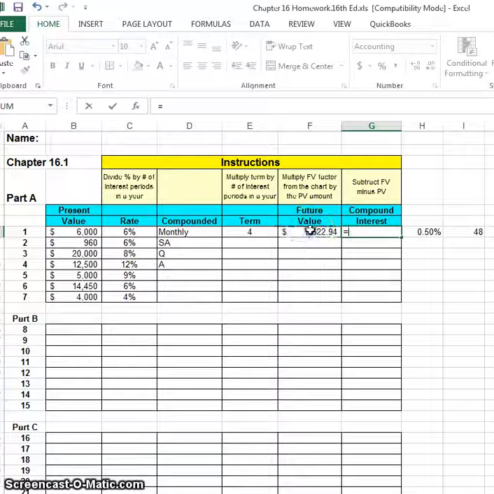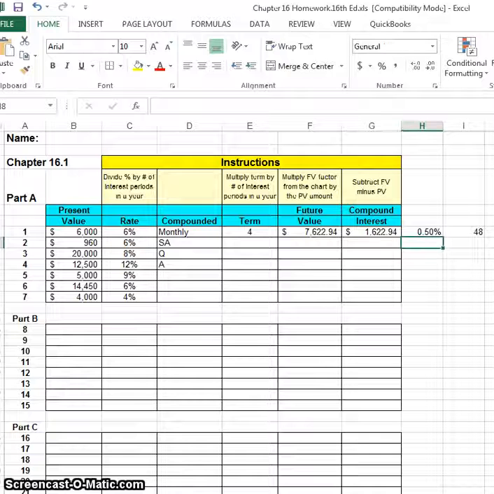And how much of that is interest? Now just take the future value and subtract the present value. And we've done the first problem here. I'm going to just help you here on the next couple of problems.